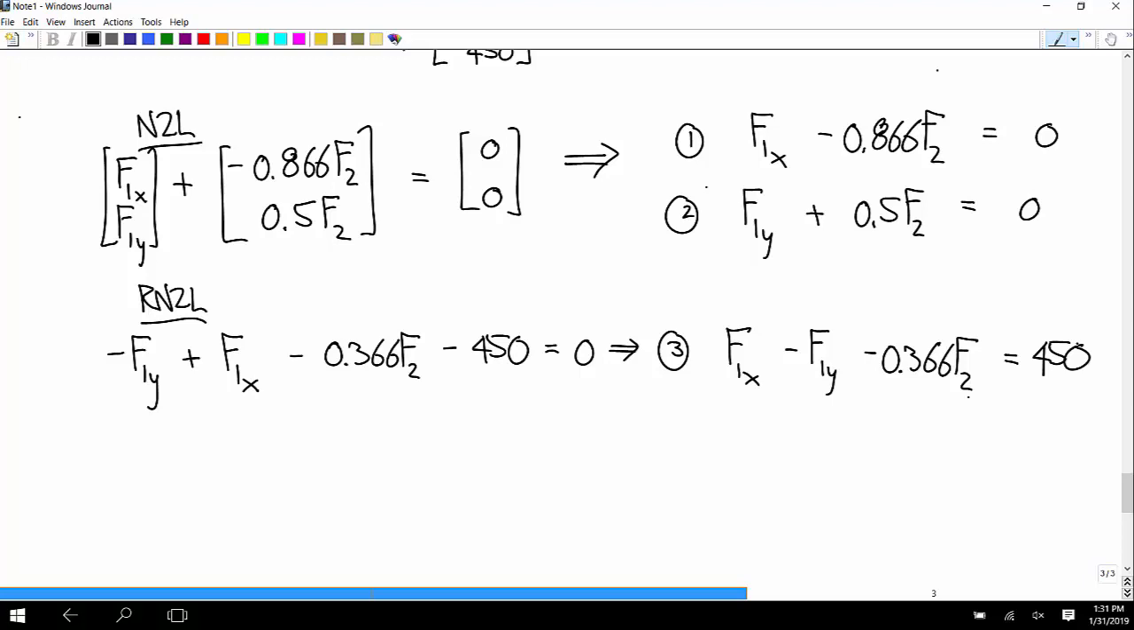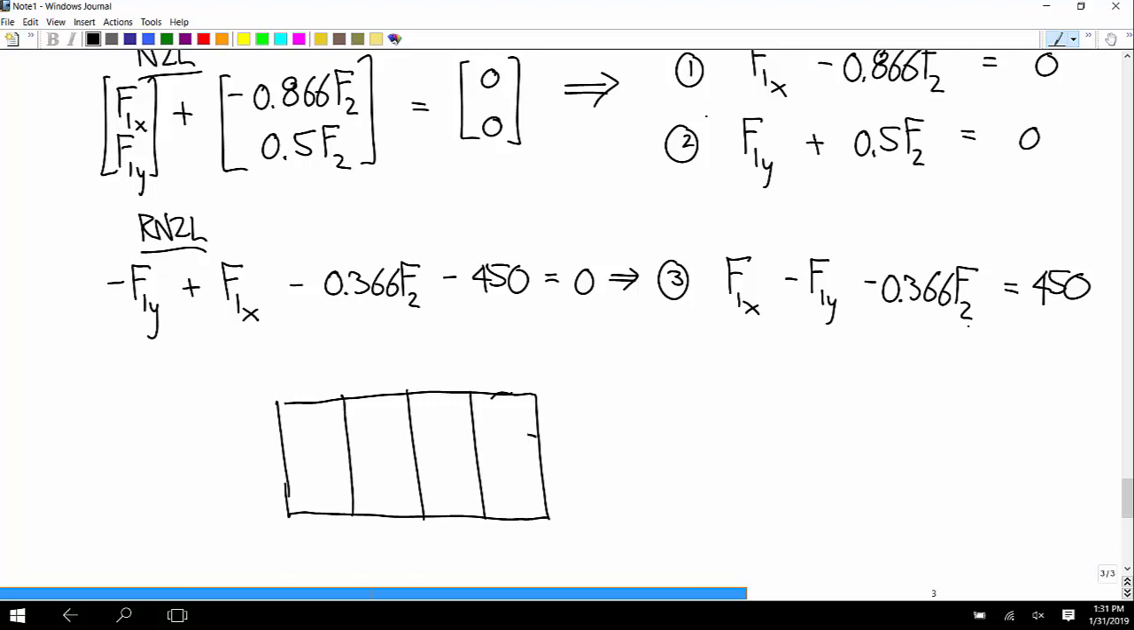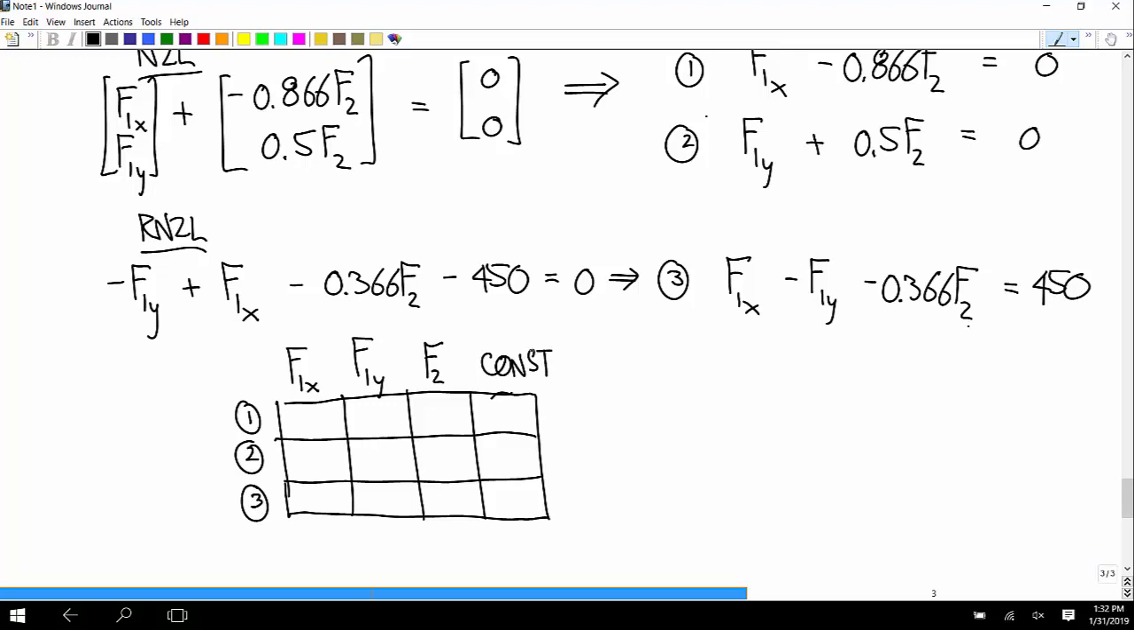Okay, so now we have a system of 3 equations for 3 variables. This is a small system, so you could do this by substitution without too much trouble, but if you want to do it in your calculator, it would have 3 rows, 1 for each equation, and 4 columns. So these rows are going to be equation 1, equation 2, equation 3. The order that I put them in, I have my F1x as the first column, F1y as my second column, F2 as my third, and then the constants.